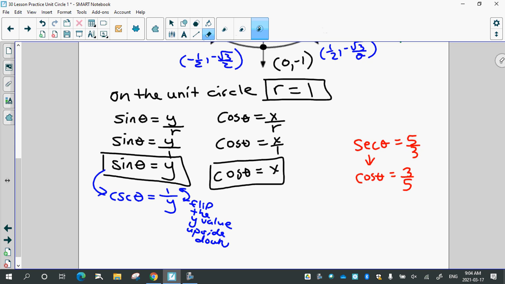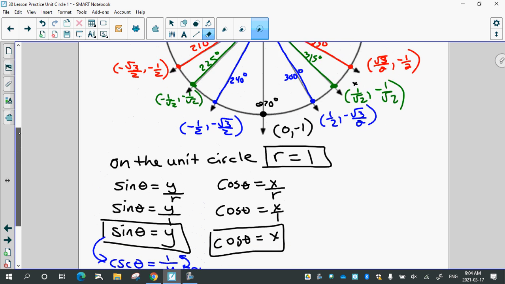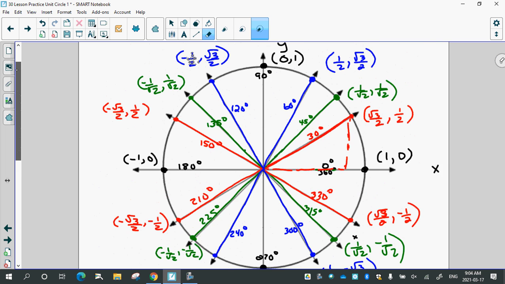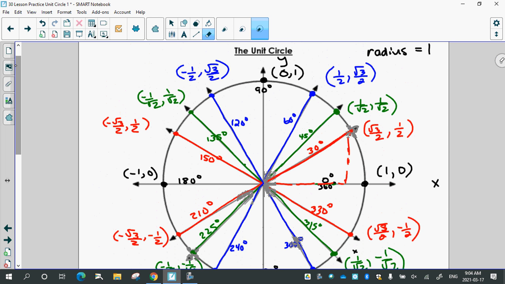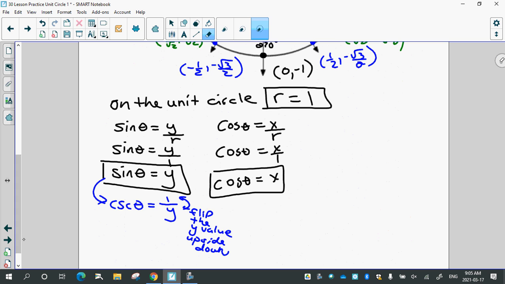So an example of that would be if I asked you for the cosecant of 120 degrees, you would find the y value, root 3 over 2, flip it upside down, 2 over root 3 would be the cosecant of 120 degrees. The y value flipped upside down. Okay? And the same thing for sec. So sec is going to be the x value flipped upside down.